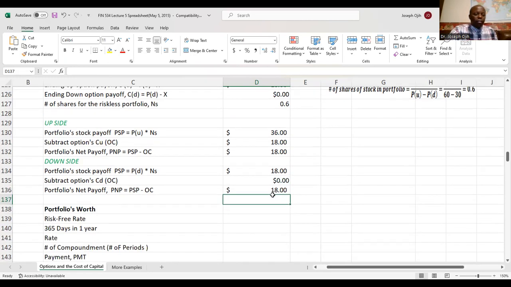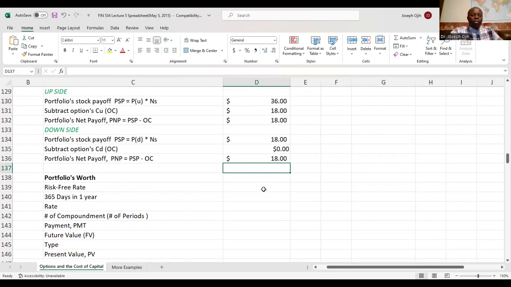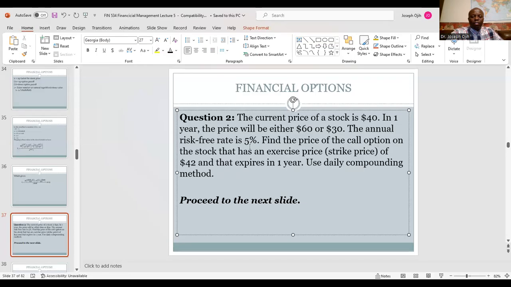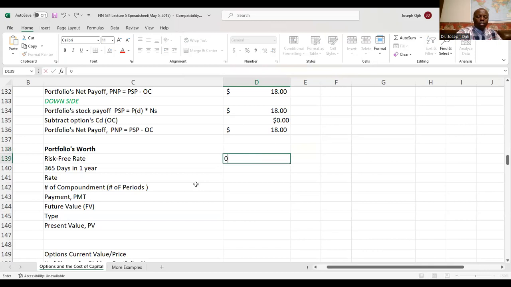Right. Now, at this point, we want to see what the portfolio is worth. They told us that the risk-free rate for this question is 5%. So for the year, 5% is 0.05 right here, and 365 days in a year. So the rate should be for daily compounding. Remember, it's daily compounding.